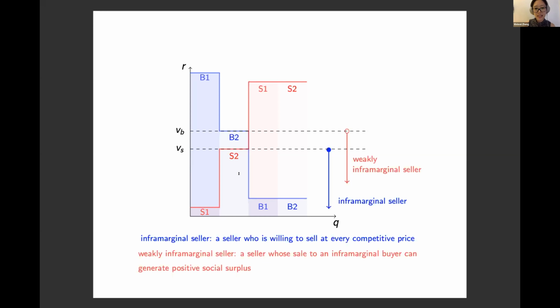And what we can see in this economy is that both seller 1 and seller 2 are inframarginal because both of them have a unit with values no higher than VS. And we have two inframarginal buyers here, buyer 1 and buyer 2. So what is said by our theorem is that in this economy, all the Nash equilibrium outcomes will be competitive.